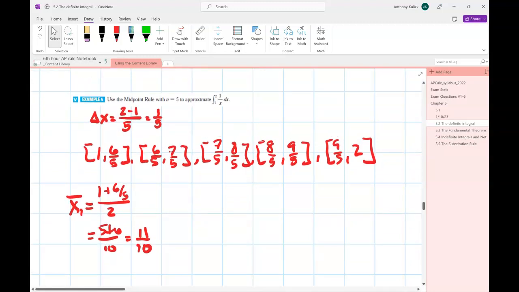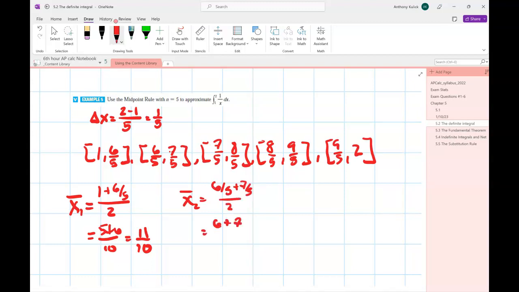If I do this again for x2, I'll be doing the same thing, right? 6/5 plus 7/5 divided by 2. If I multiply the top and bottom by 5, I get 13/10. What do you notice between 11/10 and 13/10? They're 1/5 apart, right? They're a delta x apart.